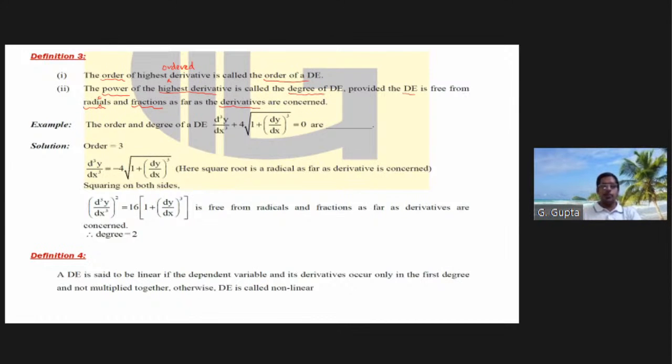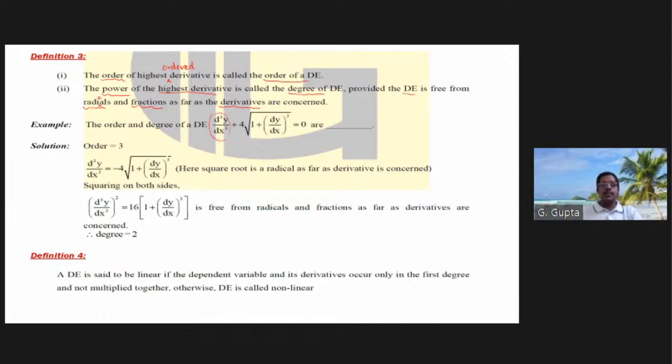Let us see the example provided here. The order and degree of the DE: d cube y by dx cube plus 4 times the square root of 1 plus dy by dx whole cube is equal to 0. Here the highest derivative is the third order derivative.